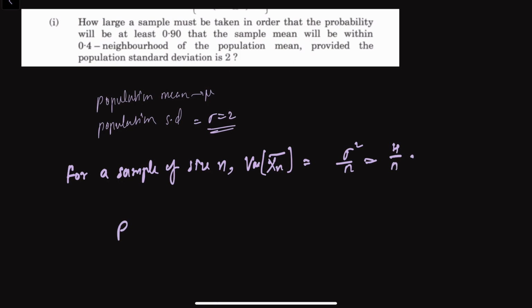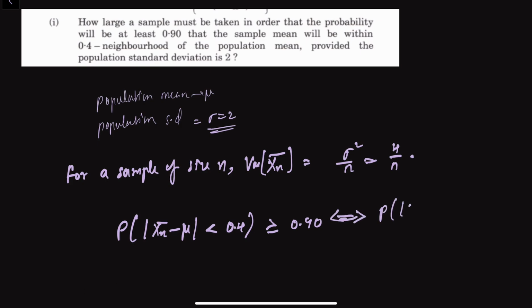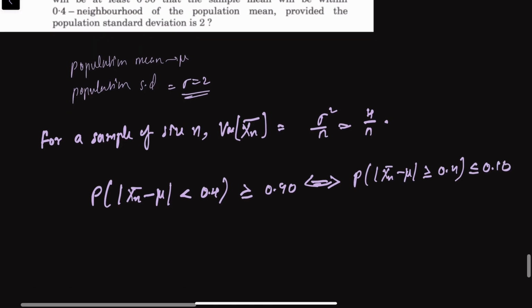So we want the probability that mod of X n bar minus mu is less than 0.4, like in the 0.4 neighborhood, to be greater than or equal to at least 0.90. So that means this probability that mod of X n bar minus mu is less than 0.4 is at least 0.90. That is equivalent to the probability that mod of X n bar minus mu is greater than or equal to 0.4 being less than or equal to 0.10.